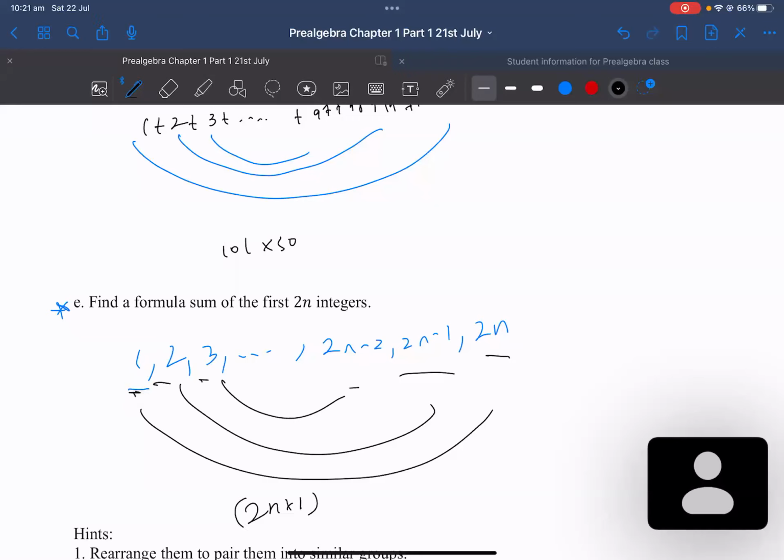But how many pairs are there? There's 2n numbers. Remember, when there's 100, it's 50. When there's 10, there's 5 pairs. When there's 24, there's 12 pairs. When there's 100 numbers, it's 50 pairs. When there's 2n numbers, how many pairs are there?